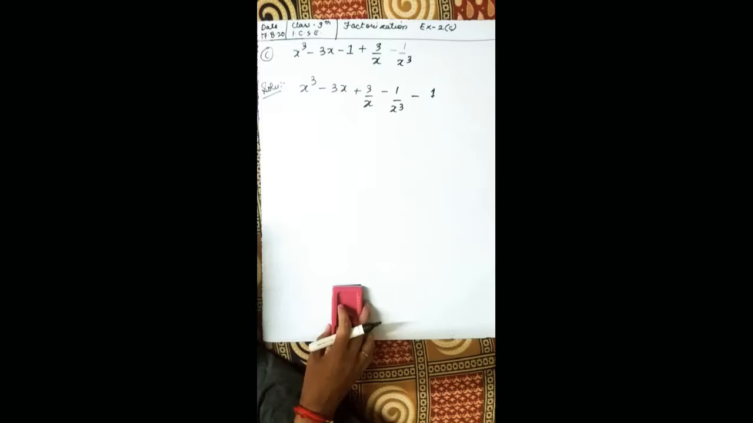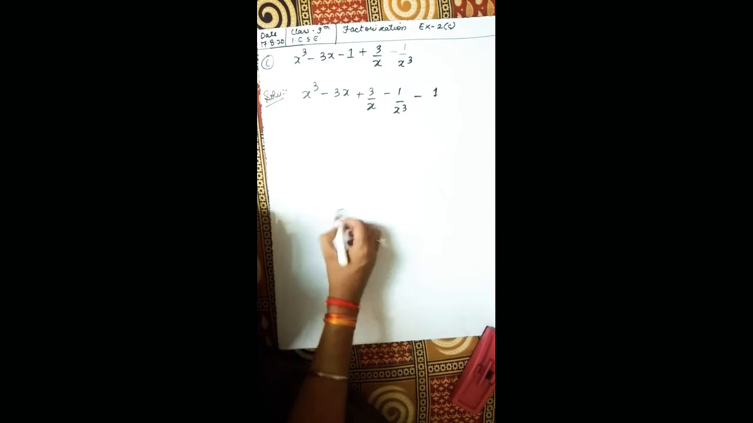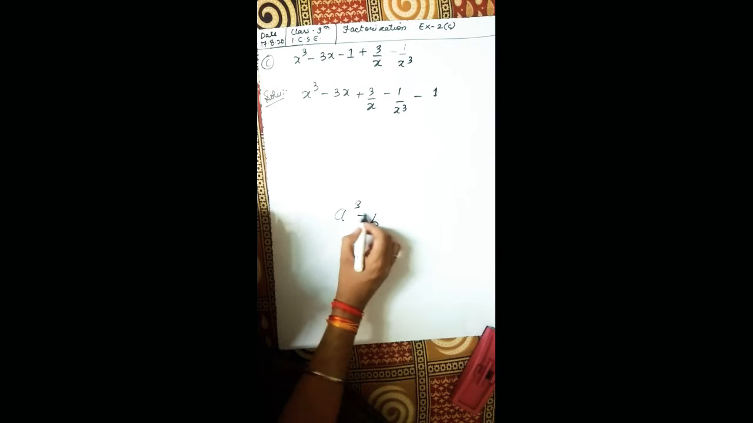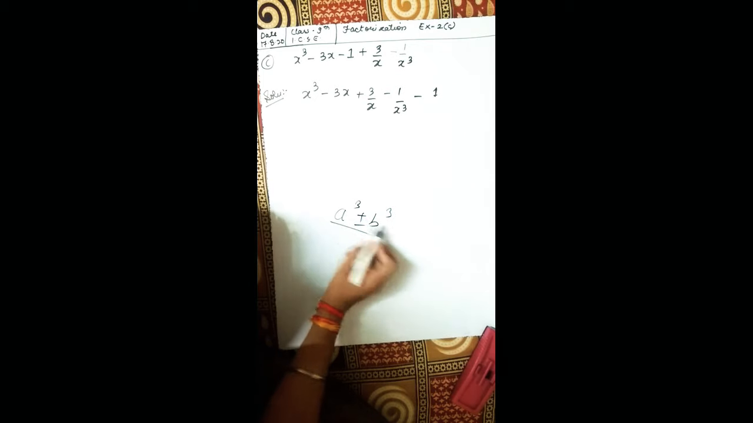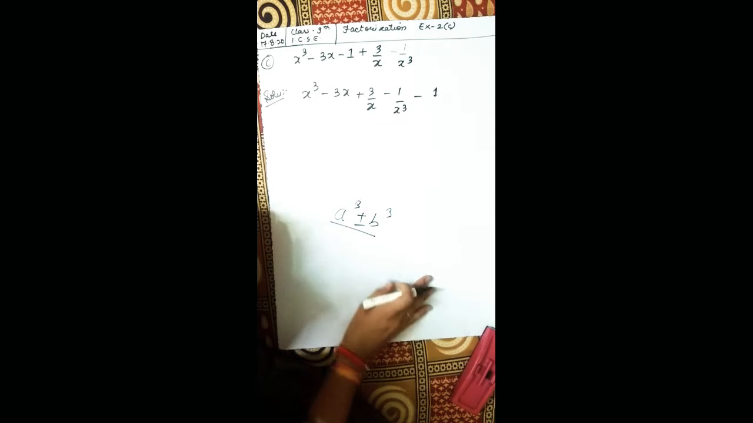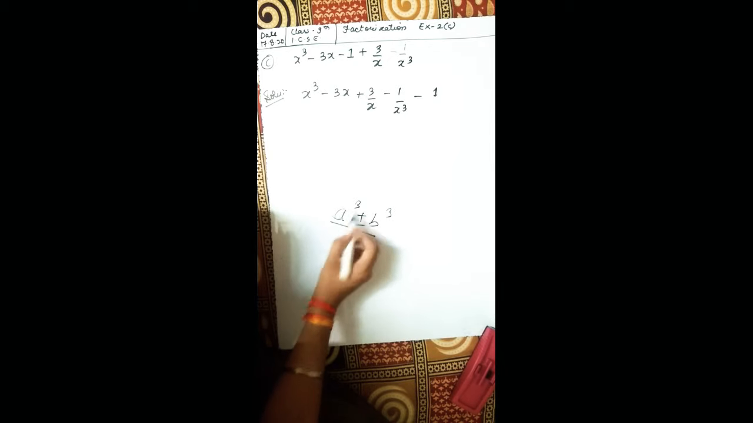Alright, let us come to the C question. It says x cube minus 3x minus 1 plus 3 upon x minus 1 upon x cube. So we have to use a cube plus or minus b cube identity, either plus 1 or minus 1, depending on the solution of the question. For that we need some a cube and some b cube in our question.